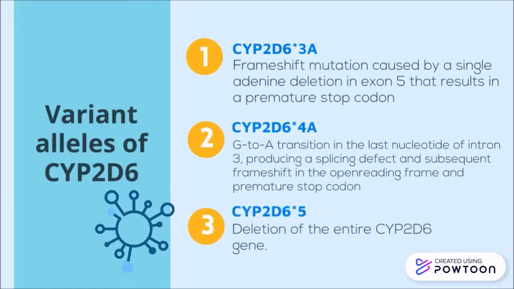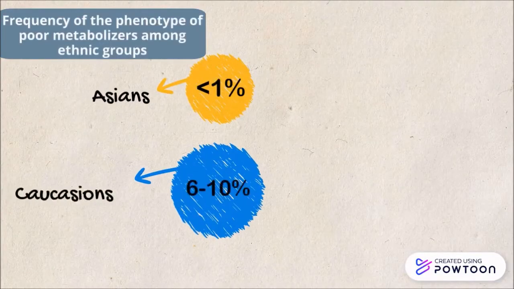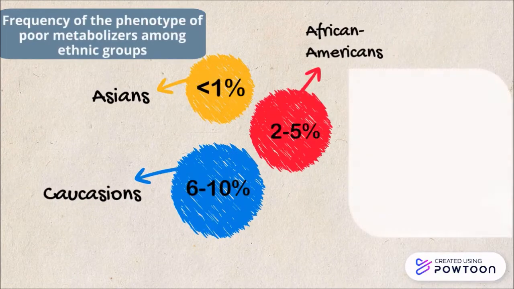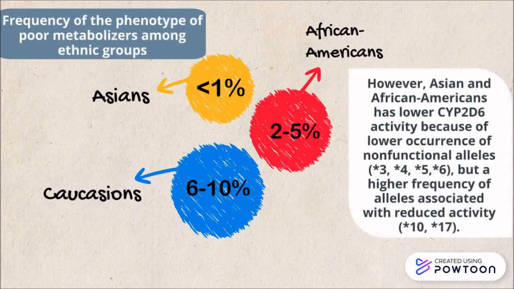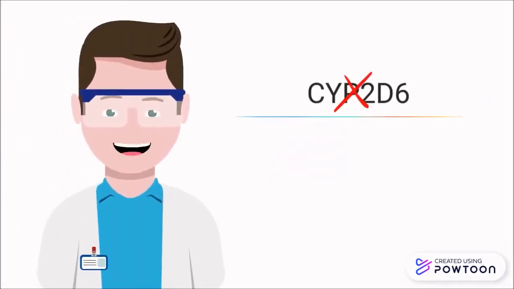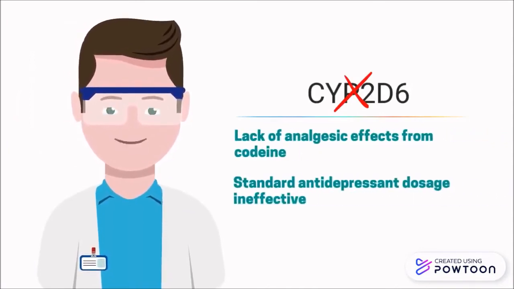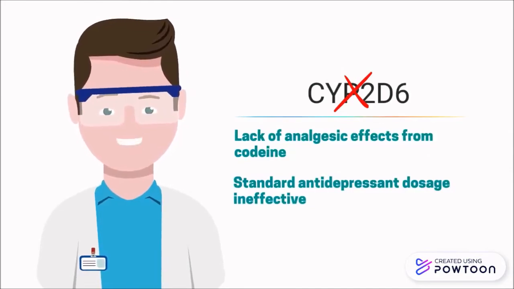Poor metabolizers possess 2 non-functional alleles, and it is an autosomal recessive trait. The frequency of poor metabolizers among ethnic groups. Poor metabolizers of cytochrome 2D6 may result in lack of analgesic effects from codeine, and standard antidepressant dosage becomes ineffective.